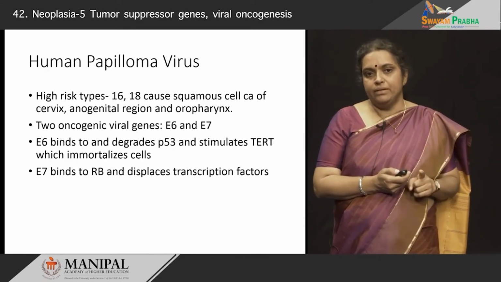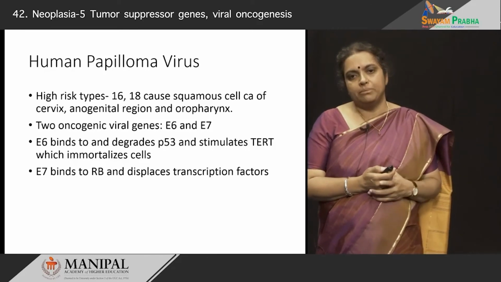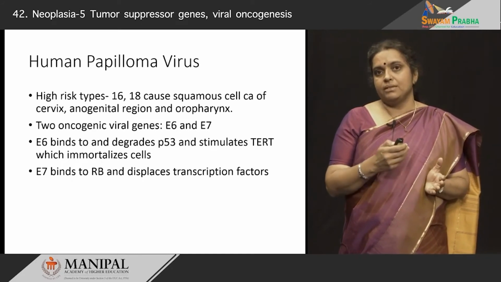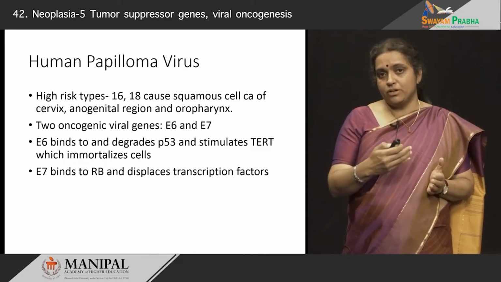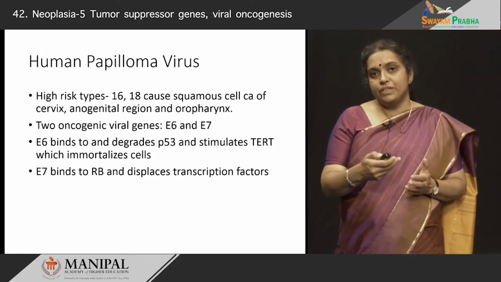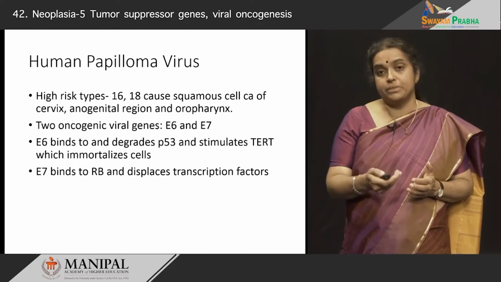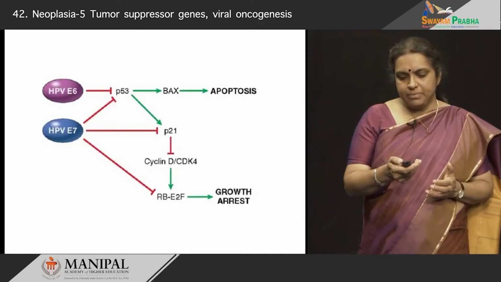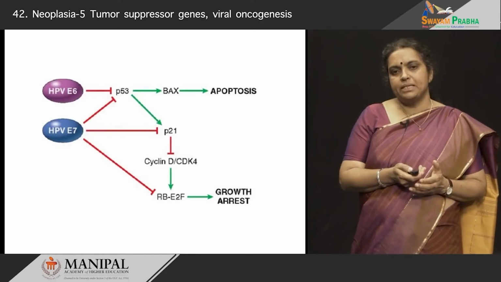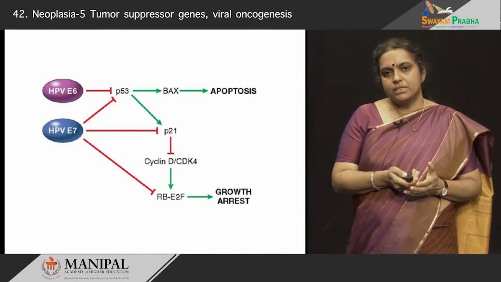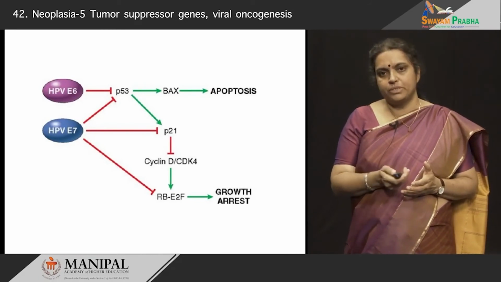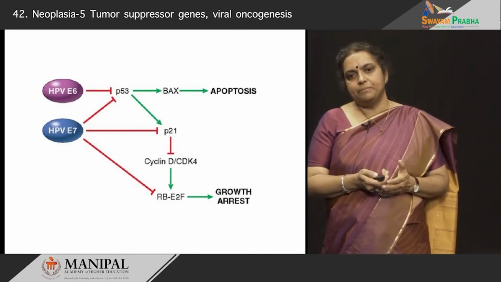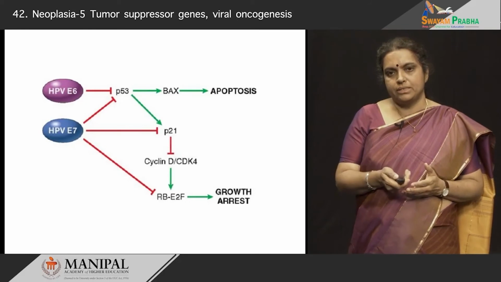proliferation. Now, the E7 binds to the other important gene, which is the RB gene, which then displaces the transcription factors. So, the HPV virus promotes or causes cancer by binding to the products of the two genes, the two very important tumor suppressor genes. So, this is just the same thing shown in a picture, the HPV E6 which binds to p53 and causes inhibition of p53, which would normally have caused apoptosis, and E7 inhibiting p21 and the retinoblastoma gene product, which would normally have caused the growth arrest.